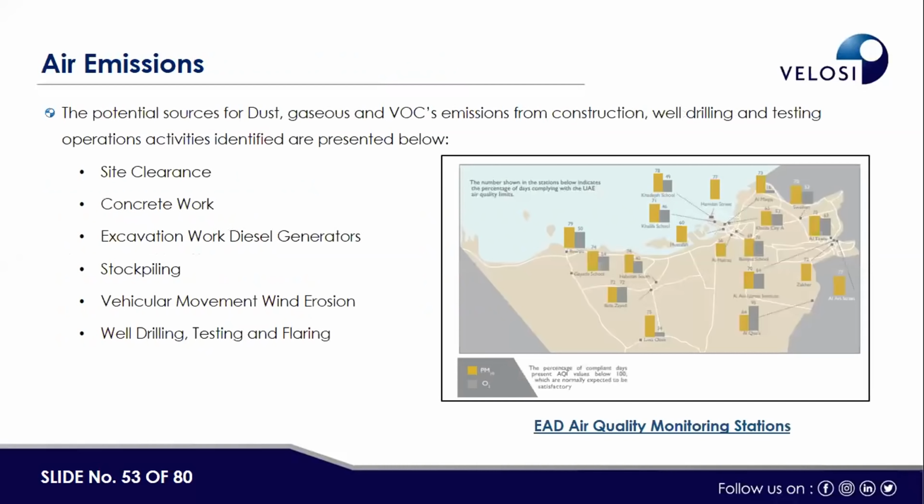So for air emission, the potential sources of dust, gases, and VOC emission are construction, well drilling, and well testing. You can see that the site clearance will be a source of air emission because it will generate dust. Concrete work is also a source of dust or gaseous emission. Excavation work and diesel generators are also sources of gaseous emission. Stockpiling, vehicular movement, and well drilling, testing, and flaring, because flaring is one of the major sources of air emission in this project.